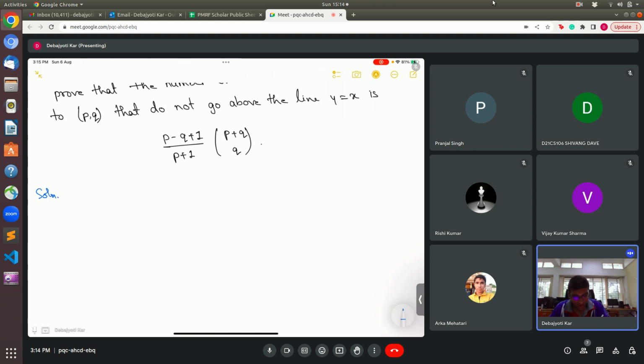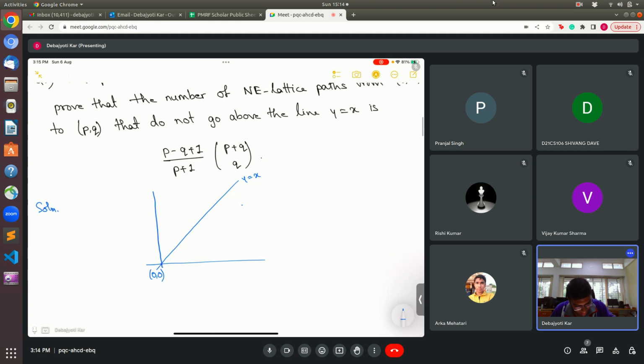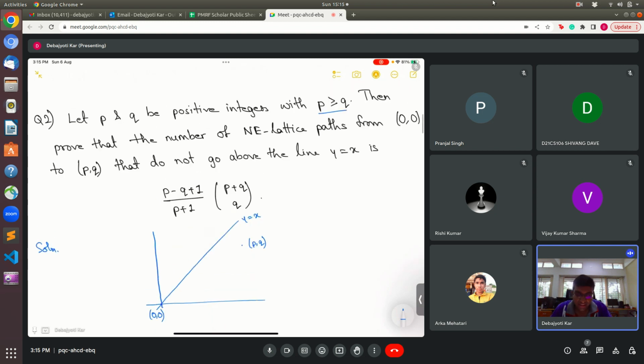So if you draw the Cartesian coordinates, here there is (0, 0), and there is this line y equal to x. Since p is greater than or equal to q, the point (p, q) is somewhere here. So what do we mean by northeast lattice paths?